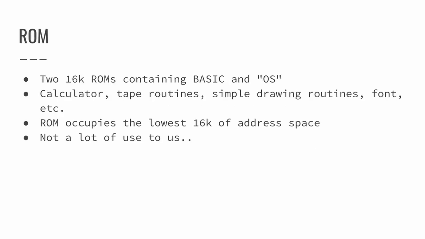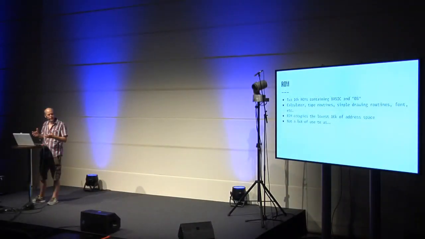For ROM, we have 2 16K ROMs. There's BASIC and, I'm going to use air quotes, operating system, because there wasn't much of an operating system in there. So it includes things like a floating point calculator stack, tape loading routines, simple drawing routines, and a font. They're all really slow routines. And unfortunately for us, they're hardwired into memory, so they take up the bottom 16K of our address space. So they're not a lot of use. They're slow. They waste space.